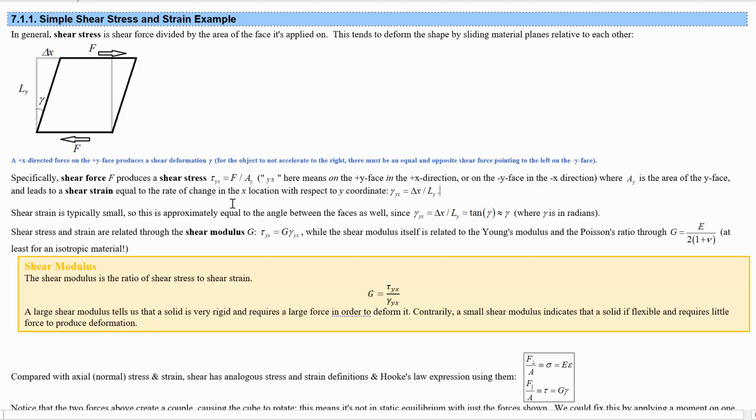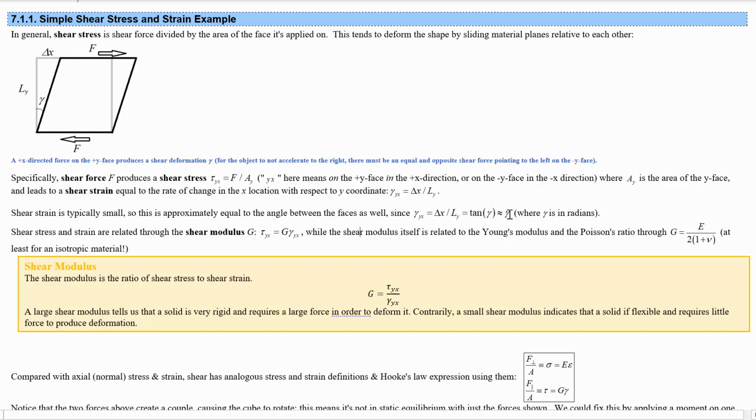For small strains, that's approximately equal to the angle, shown here as just gamma without a subscript, because the tangent of this is approximately equal to this itself, and the tangent of this is equal to delta x over Ly. At least the tangent is approximately equal to that angle, as long as the angle is very small.